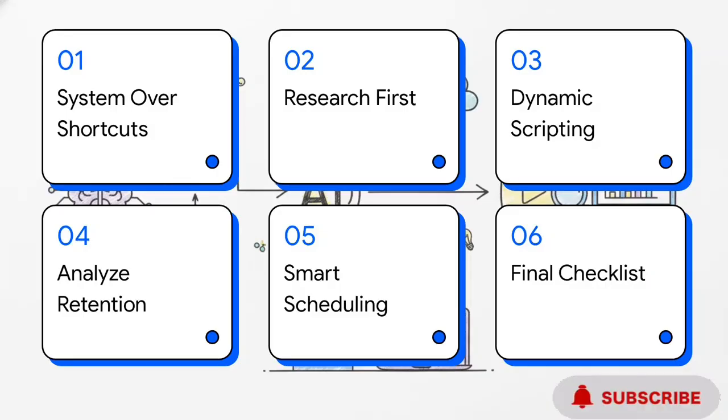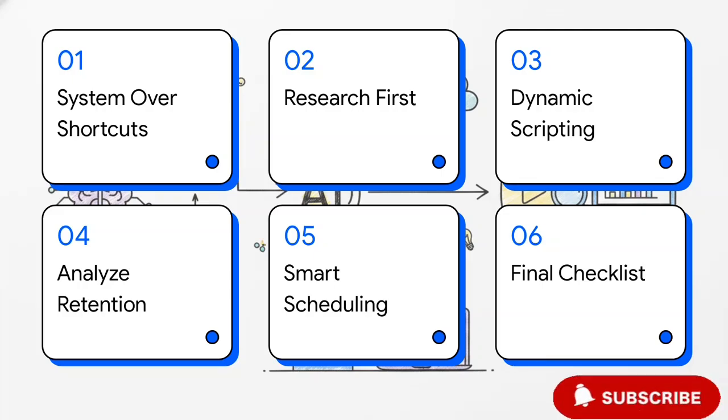Here is the exact playbook we'll be following step by step today. 1. System over shortcuts. 2. Research first. 3. Dynamic scripting. 4. Analyze retention. 5. Smart scheduling. And 6. The final checklist.